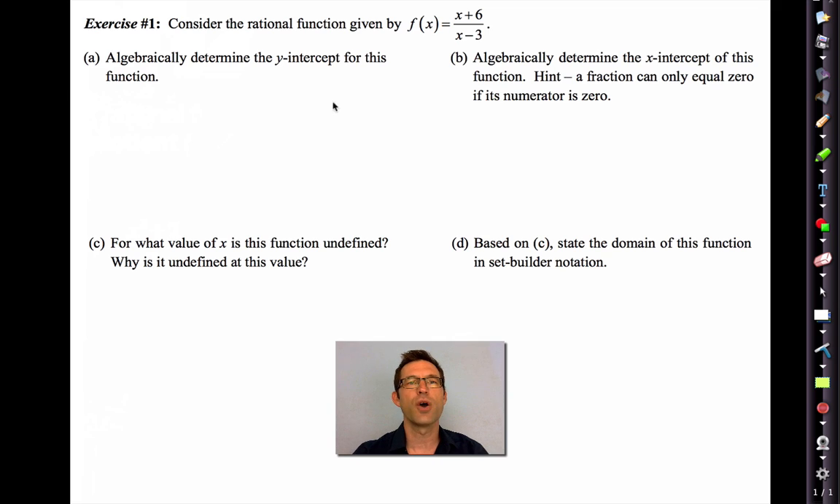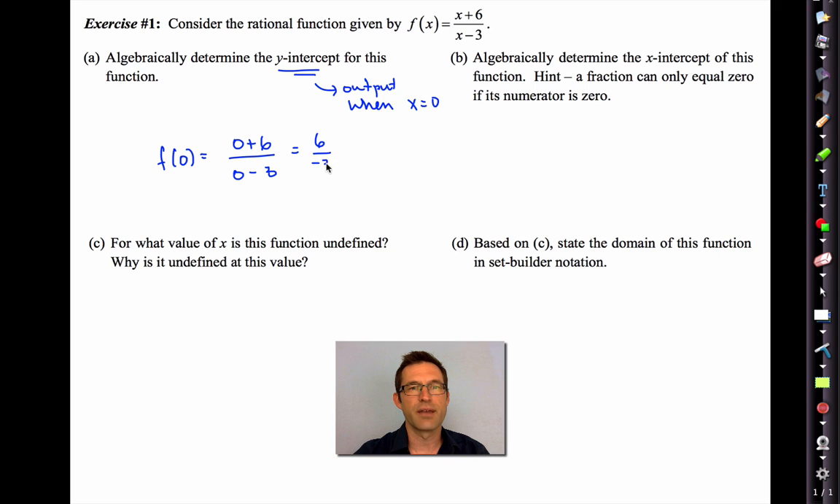All right, well, this should be no problem. The y-intercept of every function is the output when x is equal to 0. In other words, simply f of 0. So that's 0 plus 6 divided by 0 minus 3. 6 divided by negative 3 gives me a y-intercept of negative 2. That's not so bad. Letter B, though, says algebraically determine the x-intercept of this function.